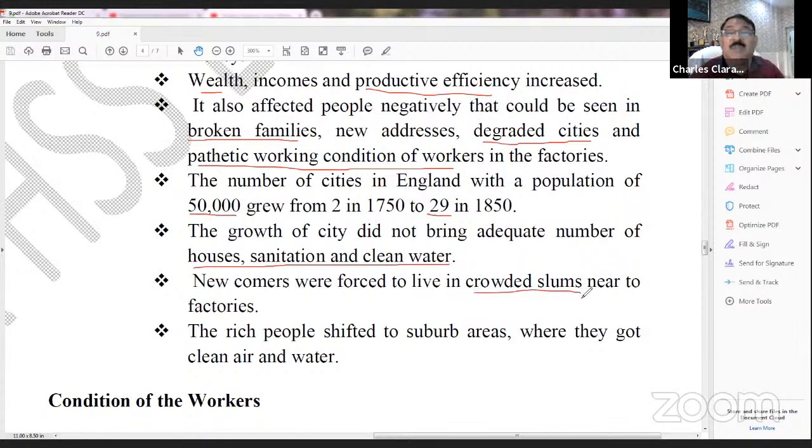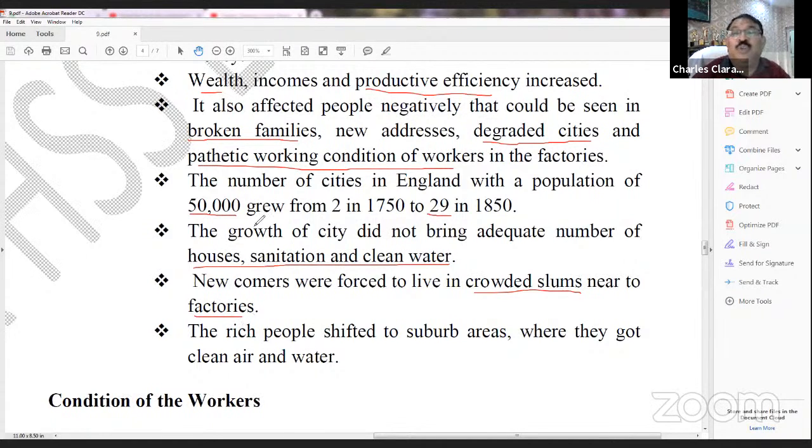Slums grew up. So at one time, one place you find that the Industrial Revolution brought in something great, a lot of prosperity. But for whom? For the rich, for the intelligent, for the talented. But the rest of the people, which is a huge number, lived in crowded cities, in crowded slums near the factory.